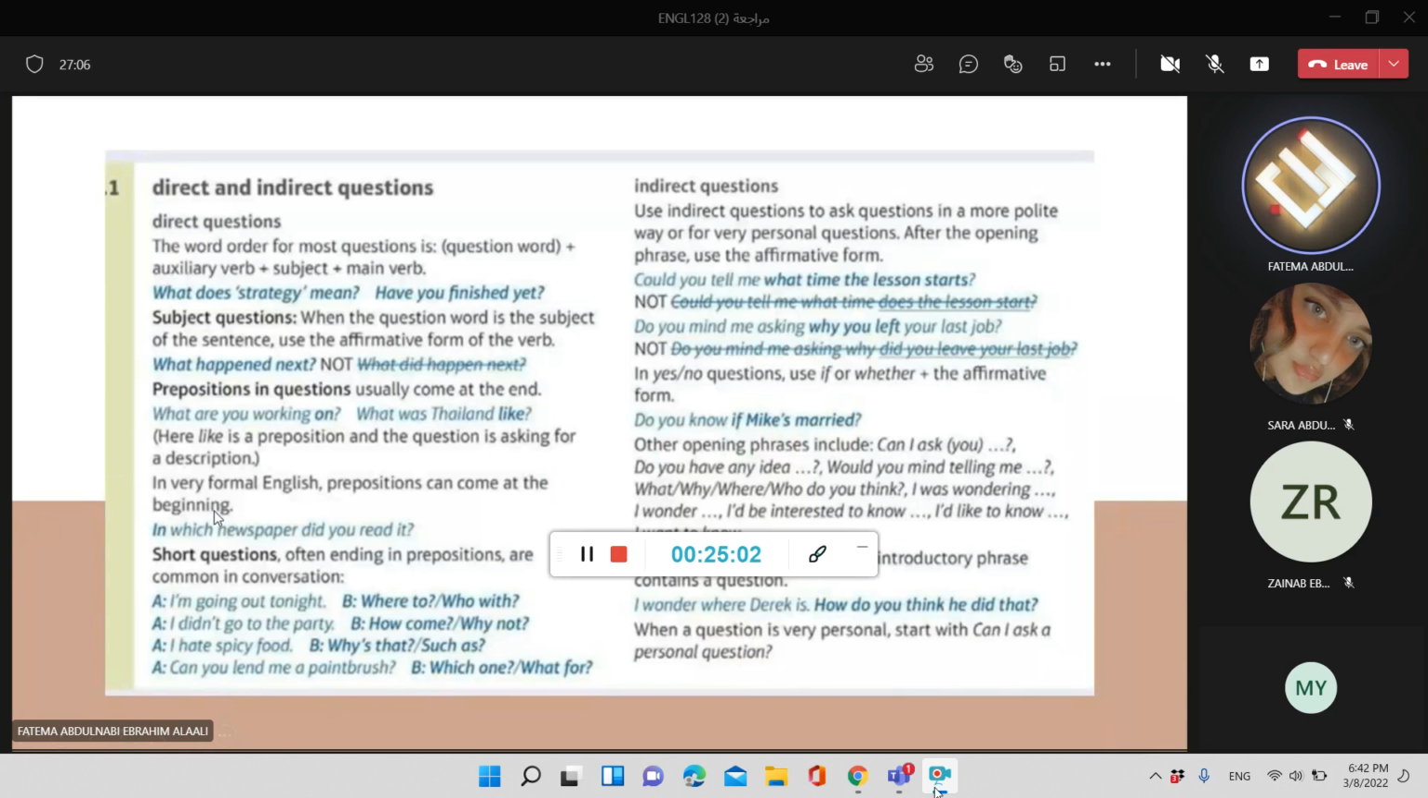So this is the direct question. How to form direct questions? What is the type of direct questions? Okay, now we will move to indirect question. So far, do you have any question before moving to indirect questions? For me, no. Okay, very good.